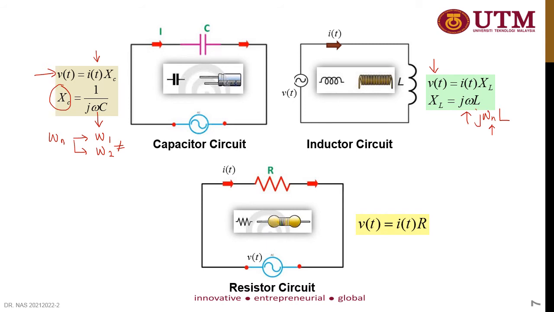Lastly, when you have the resistor inside the circuit, V is equal to I R. In this case, you don't have to consider the omega.